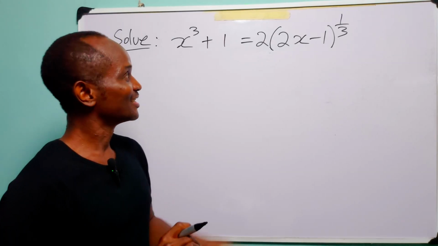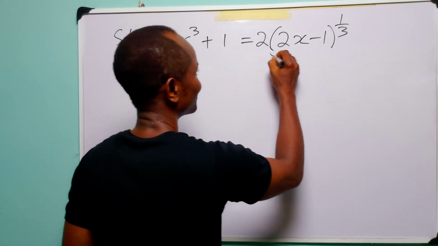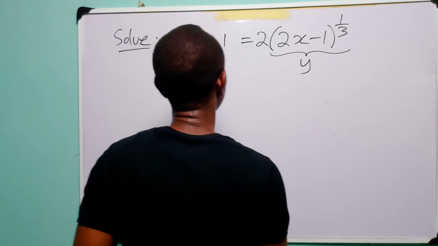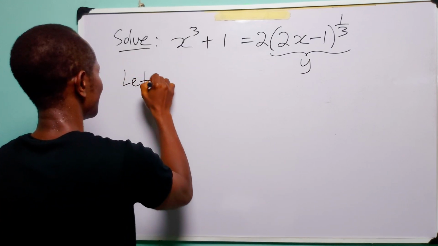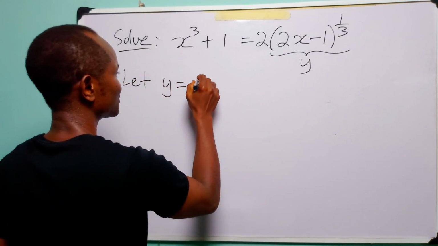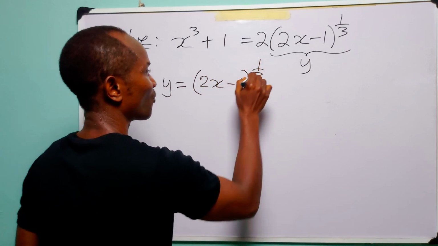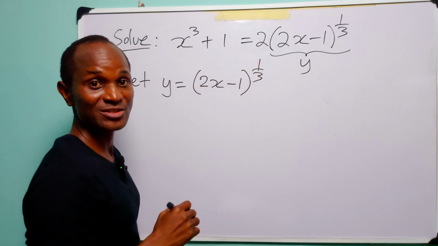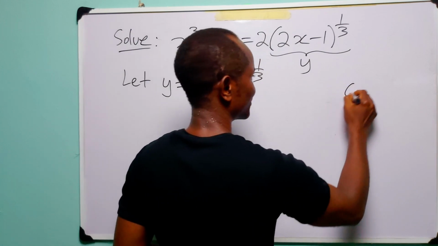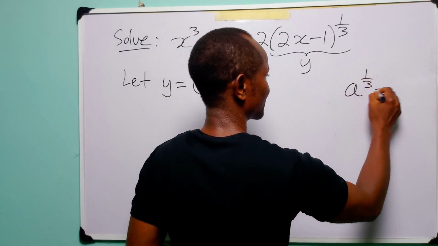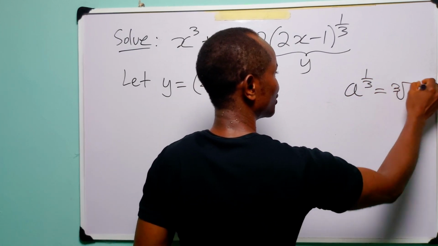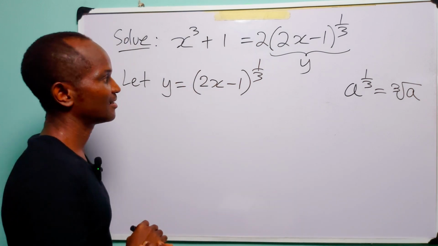Hello and welcome. To solve this equation, let us call this quantity y. That is, let y be equal to the cube root of 2x minus 1. Because remember from our study of indices that when we have a to the power 1 over 3, this is simply equal to the cube root of a.